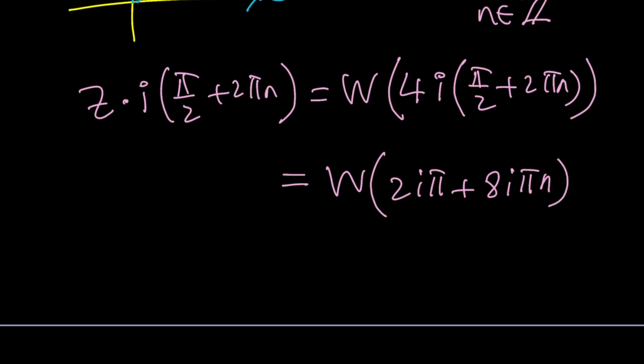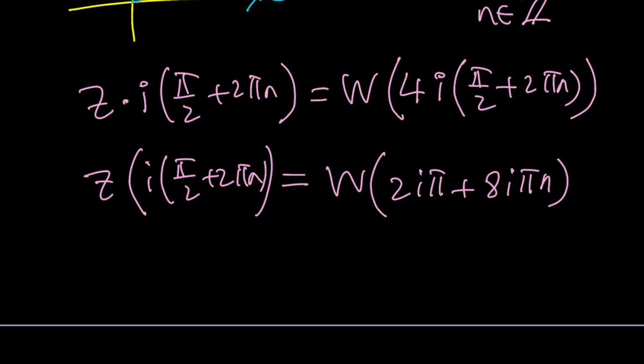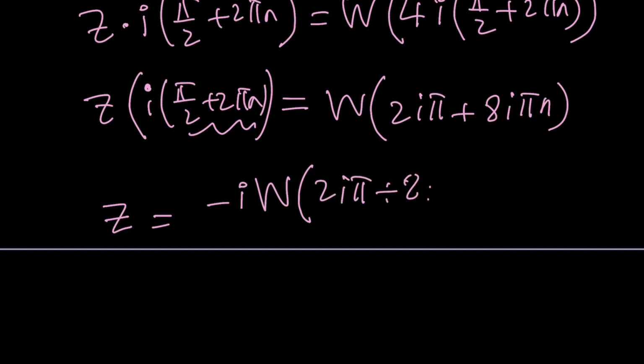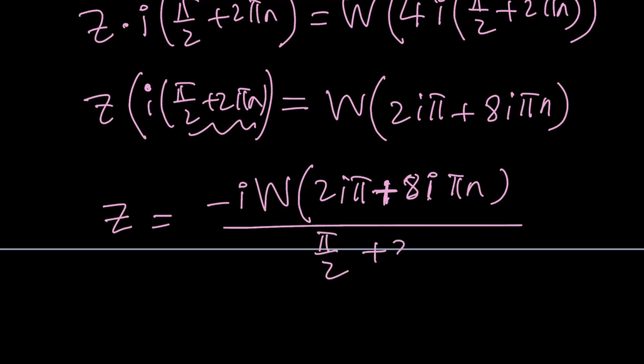Now, on the left-hand side, though, we have z times something, i times pi over 2 plus 2 pi n. So what I need to do next is basically just divide both sides by that, and you'll get the answer. So I can kind of do this. To get rid of the i, you could definitely multiply by negative i first, and then divide by this. Let's do it. So multiply by negative i, that's going to give you negative i times W of 2i pi plus 8i pi n, right? And then all of that is going to be divided by pi over 2 plus 2 pi n.